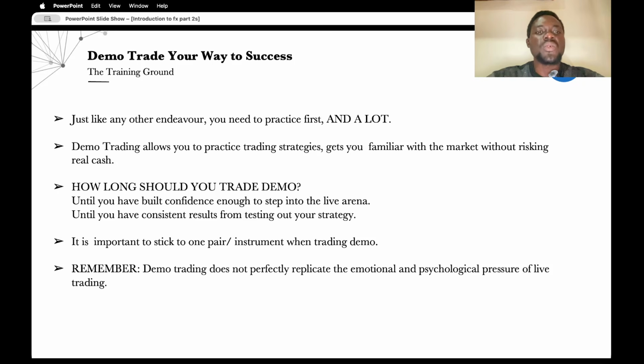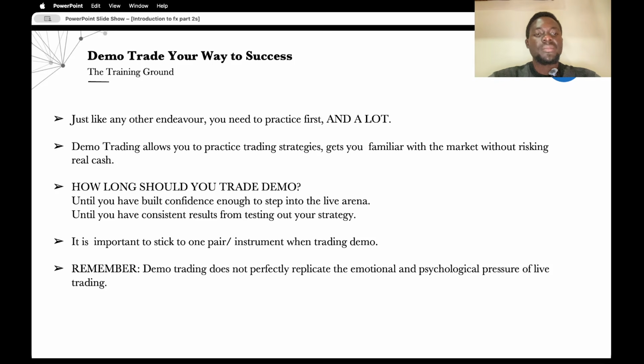Do you understand? So until you've built the confidence that your strategy works, you've seen it take a demo account from this level up to this level, then and only then would you make the decision. I won't tell you to enter a live account. No, never. What I'll tell you to do is to enter a demo account and trade. To enter a live account, you won't find me telling you that. You yourself build the confidence to enter a live account, until you have consistent results from testing out your strategy.